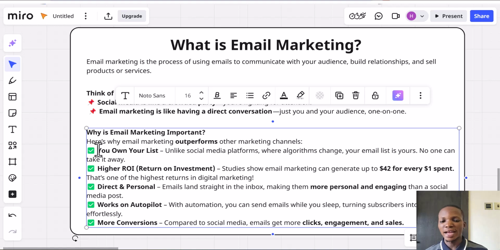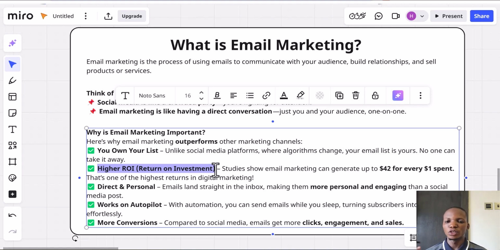And then there's higher ROI than social media marketing. Because in email marketing, the ROI is insane. According to studies, you make $42 for every $1 spent on email marketing. And this is just an estimate. It means that by the time you spend $1, you have already made about $42 from email marketing. And sometimes you don't even need to spend anything at all.